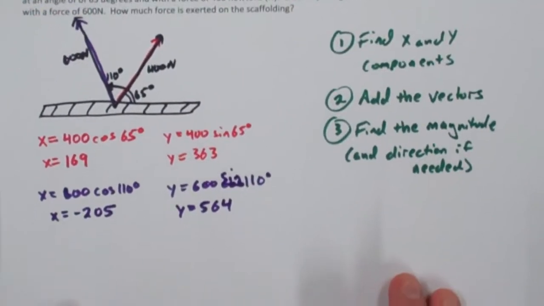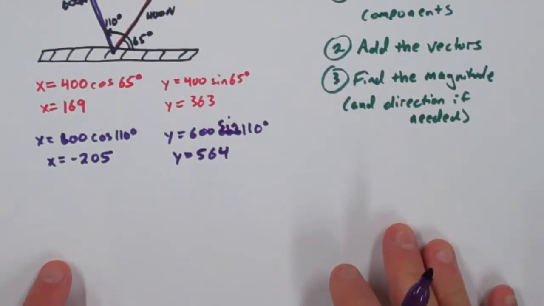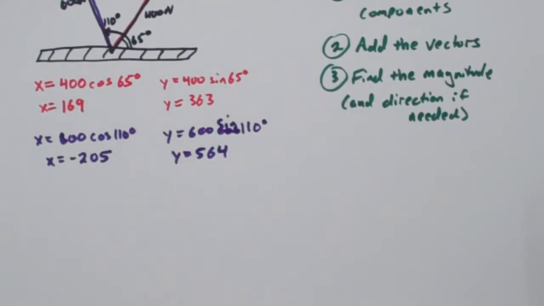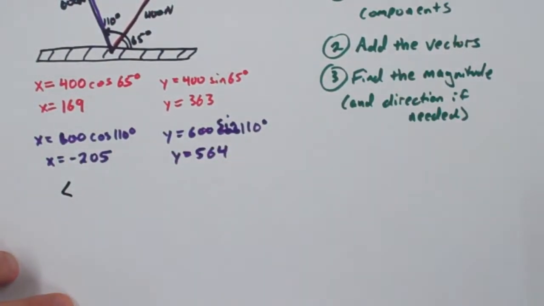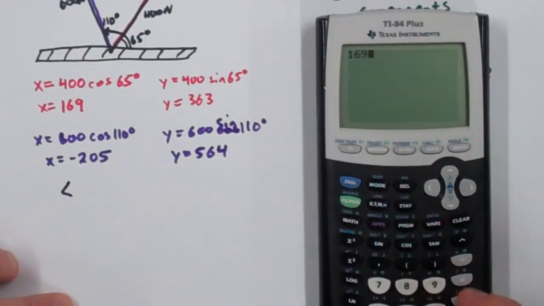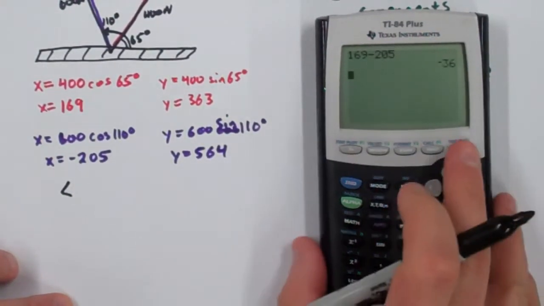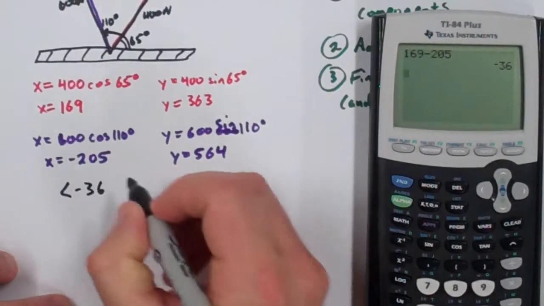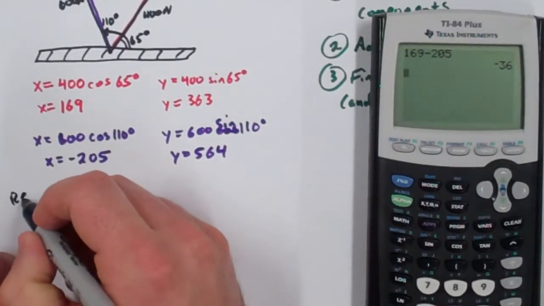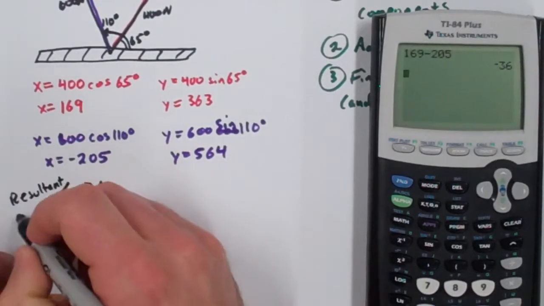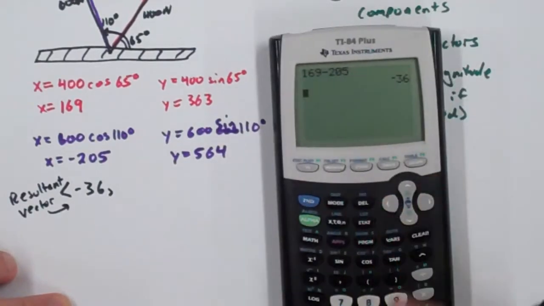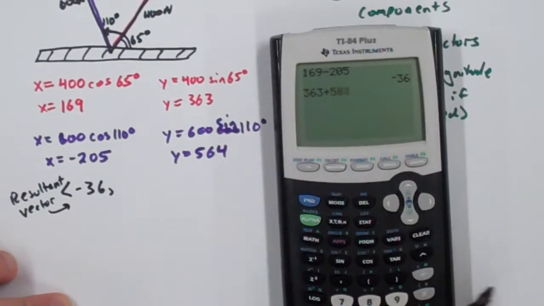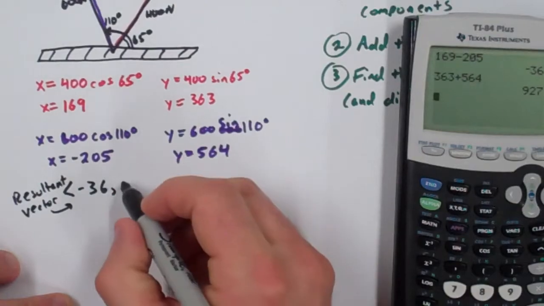So now all we need to do is add these guys together, and that'll be our resultant vector. So if we add them together, we've got 169 minus 205. That's negative 36. And then if we take 363 and add 564, we're good to go.